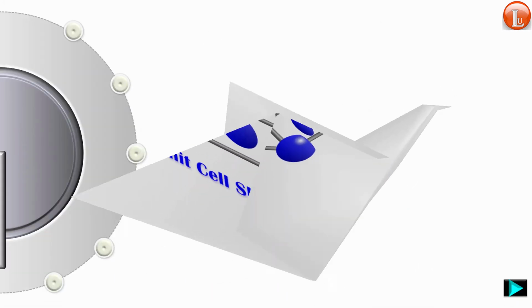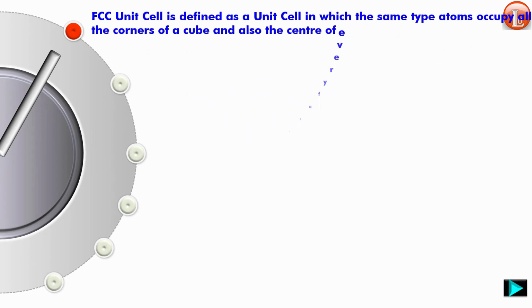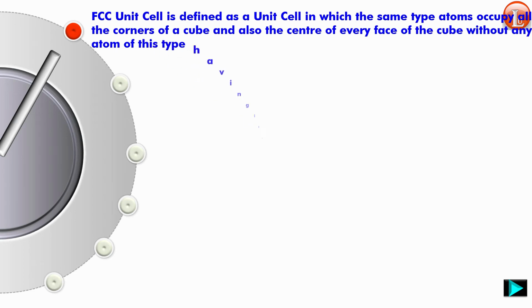So the definition is: FCC unit cell is defined as a unit cell in which the same type of atoms occupy all the corners of a cube and also the center of every face of the cube, without any atom of this type having its center present on the center of the cube or anywhere else for that matter. Of course, other types of atoms can always exist in the space. It will be still FCC with regard to these type of atoms.